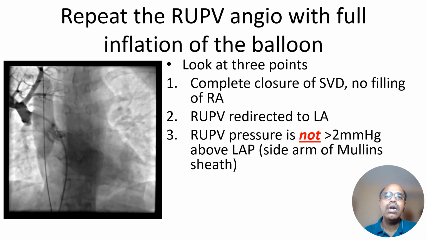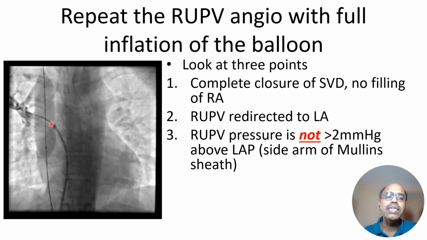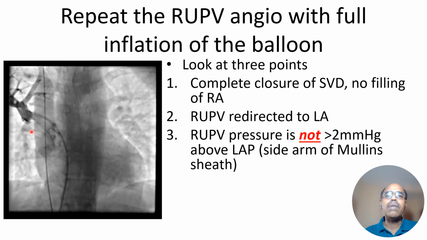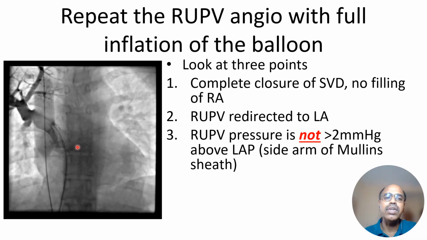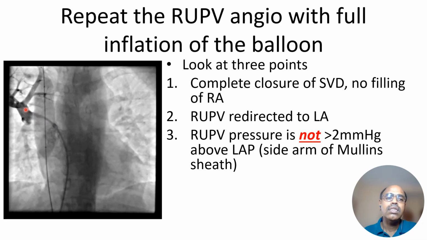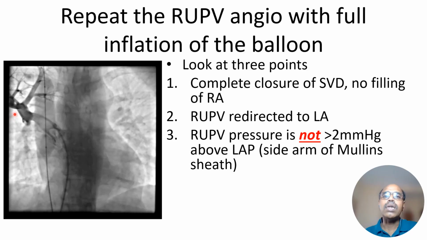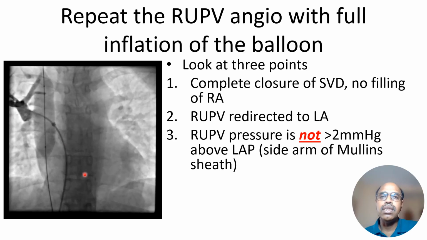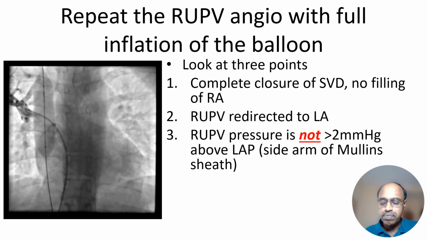Step number 4 is repeated now by placing the Mullins sheath posterior to the long cylindrical balloon. Here you appreciate that the pulmonary vein is completely routed into the left atrium. There is no filling of the right atrium. So that means the sinus venosus defect is closed completely, and the pulmonary vein is not obstructed. You can check the pressure in the pigtail catheter and in the Mullins sheath and record the gradient between the two.